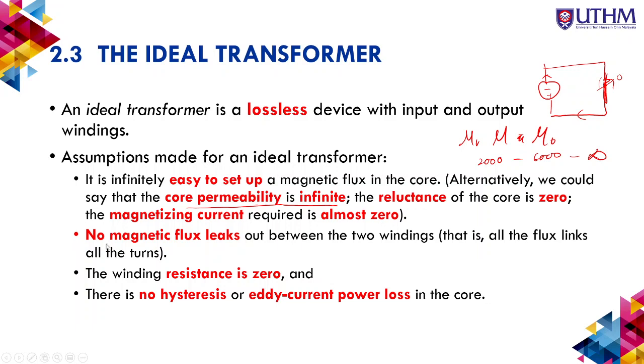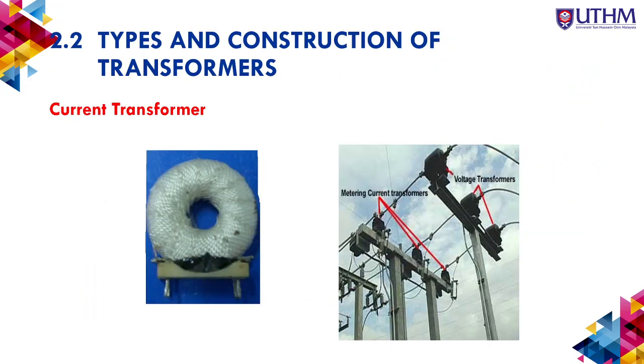And this is lossless, meaning no magnetic flux leaks between the windings. There is no flux leakage. Then the winding resistance is 0, and also there is no hysteresis or eddy current power loss in the core.